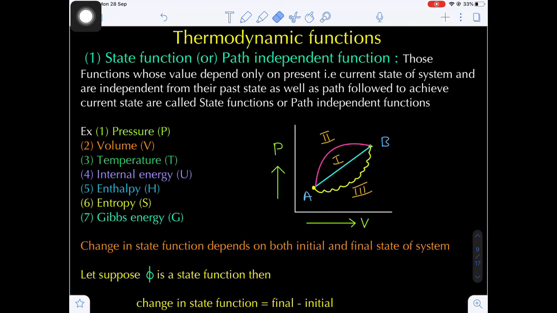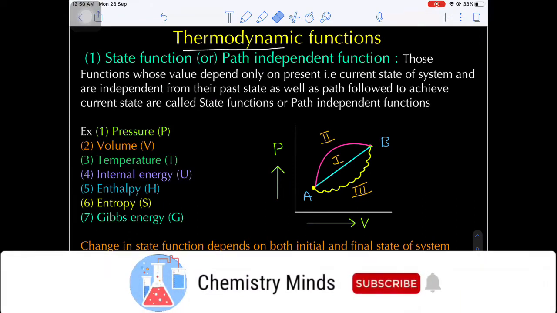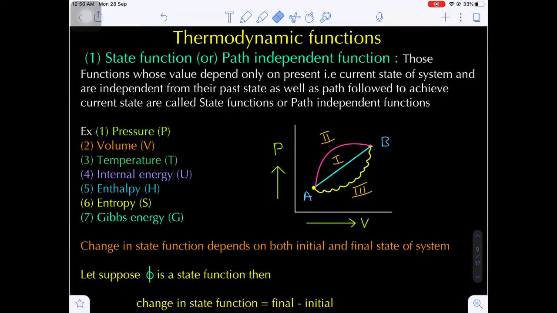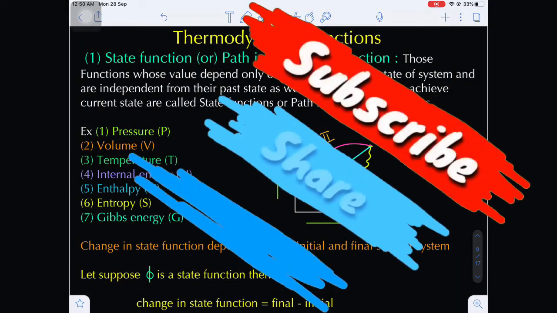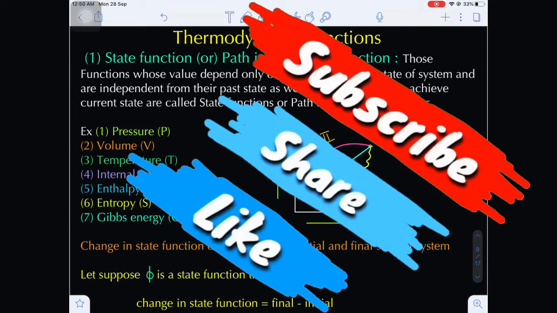Hello students, today we are going to discuss a very important topic called thermodynamic functions. What are thermodynamic functions? There are two important thermodynamic functions. Number one, state function. Number two, path function. Okay, let us see what the state function is first.